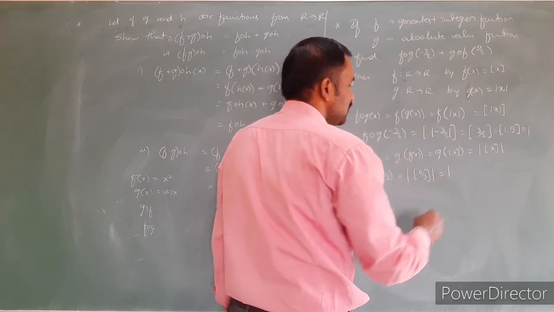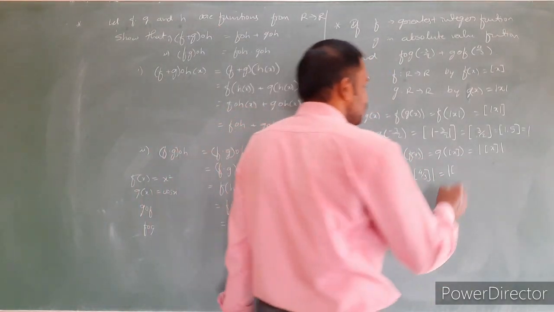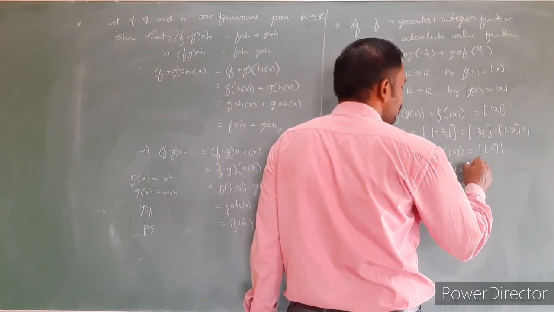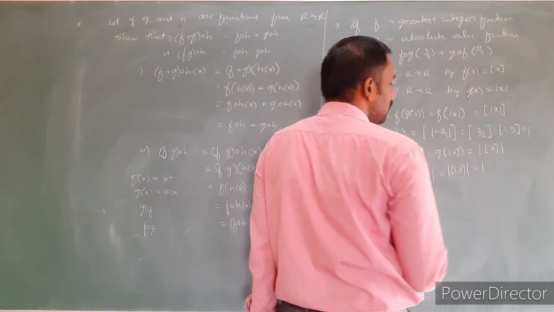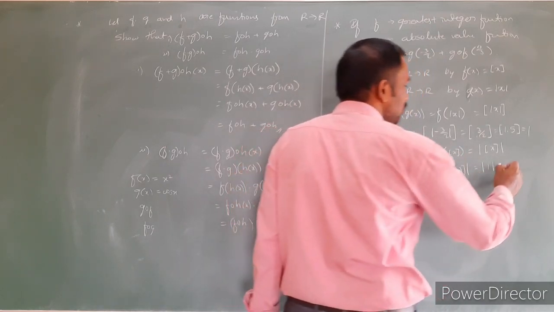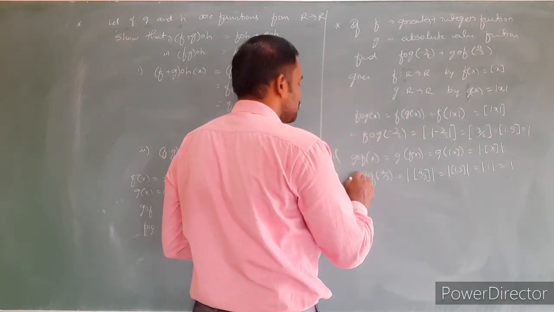What is the greatest integer of 4 by 3? 4 by 3 is approximately 1.3. The greatest integer of 1.3 is nothing but 1. Mod 1 is equal to 1. Now we have two values that we just got.